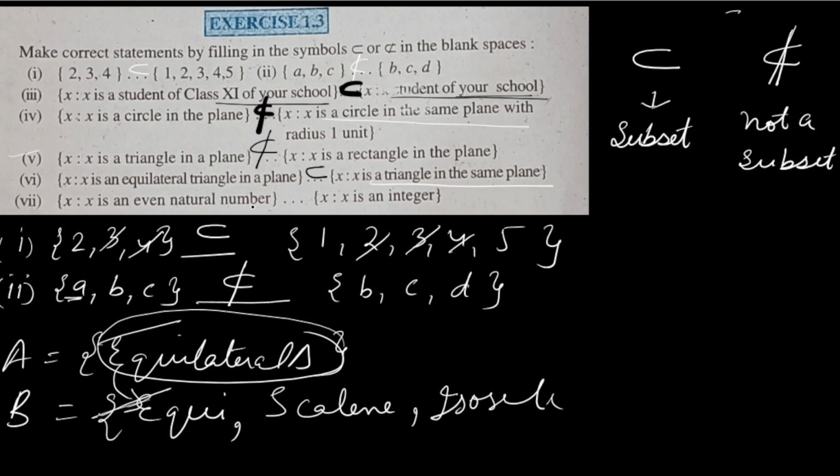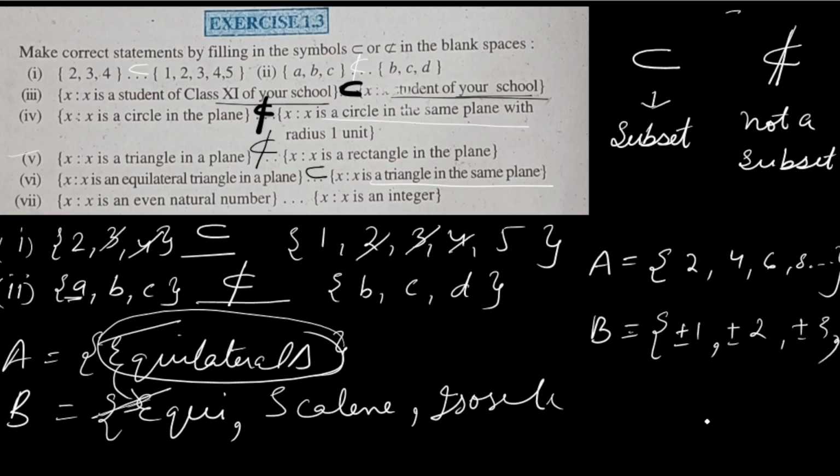X is an even natural number and X is an integer. So even natural number. So which are all even natural numbers? If you write, you can write few elements for an understanding. Even natural number, if I am writing, so this will be 2, all positive, because even natural number, then 4, then 6, then 8, so on it will be. Then X is an integer. If I am writing this set of integers, so this will be plus minus 1, plus minus 2, plus minus 3, plus minus 4, plus minus 5, plus minus 6, and so on.